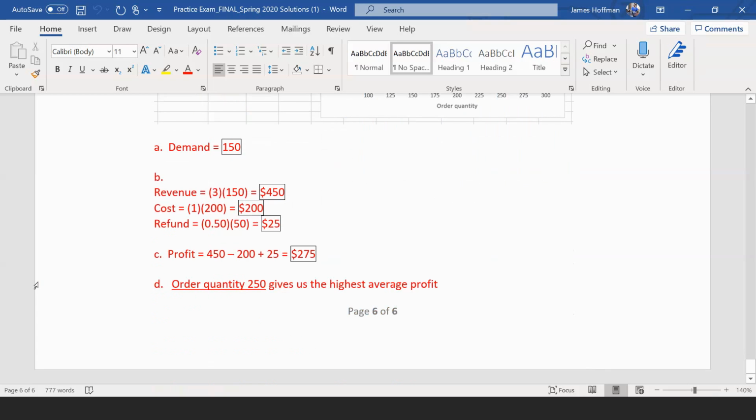Okay, so here we shouldn't order 200. Like the average said, we should instead order 250 to get us the highest average profit, and that's by doing all the simulations based on the logic you just did for simulation 1.